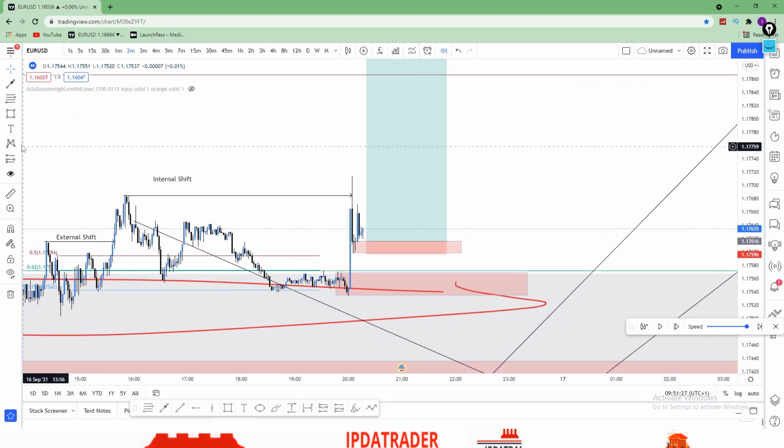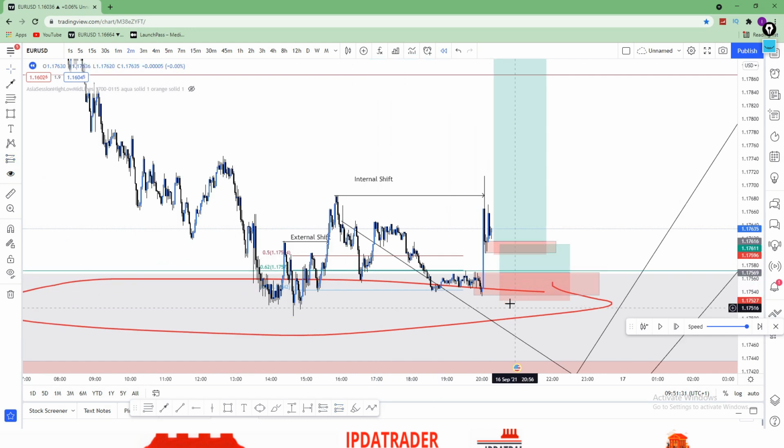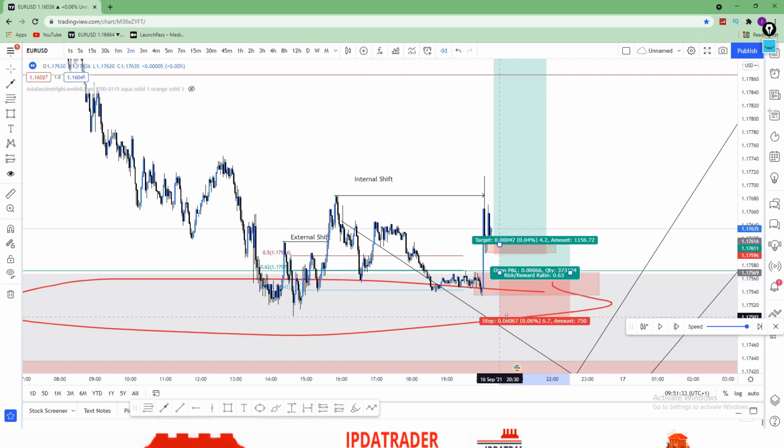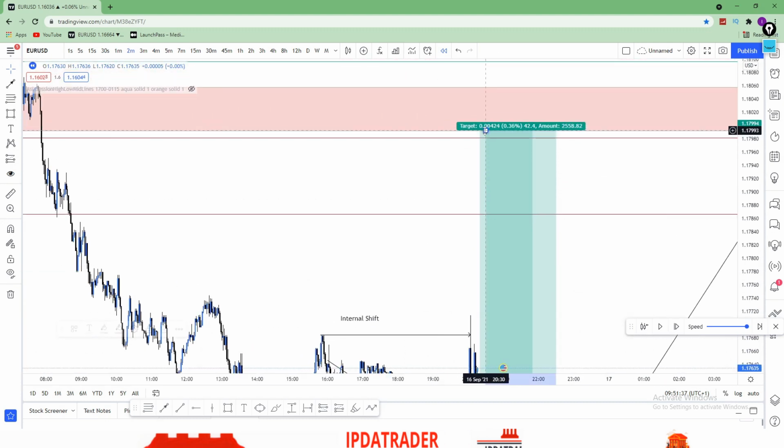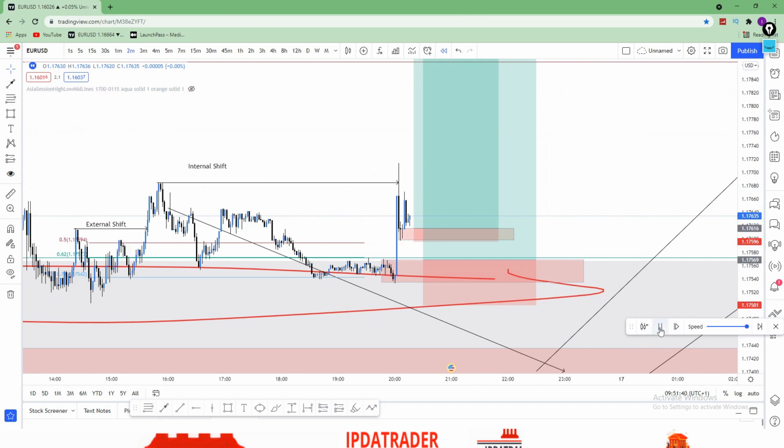So we understand that, and I understand that we could also potentially come over here, and I want to keep my stop loss below the low, and we could then potentially continue into the breaker, right? So let's see what happens.